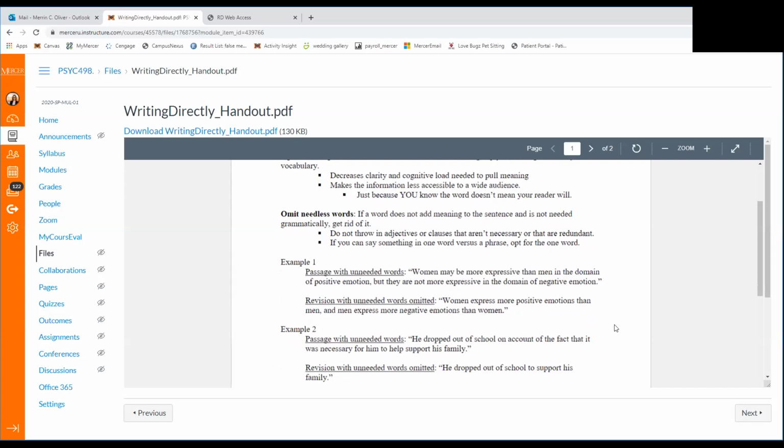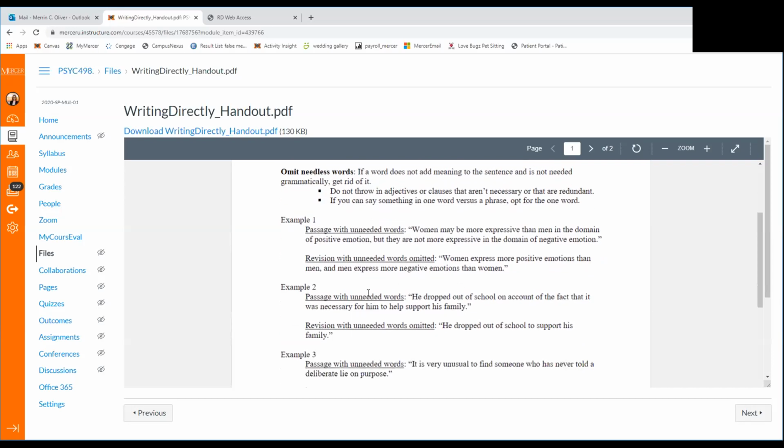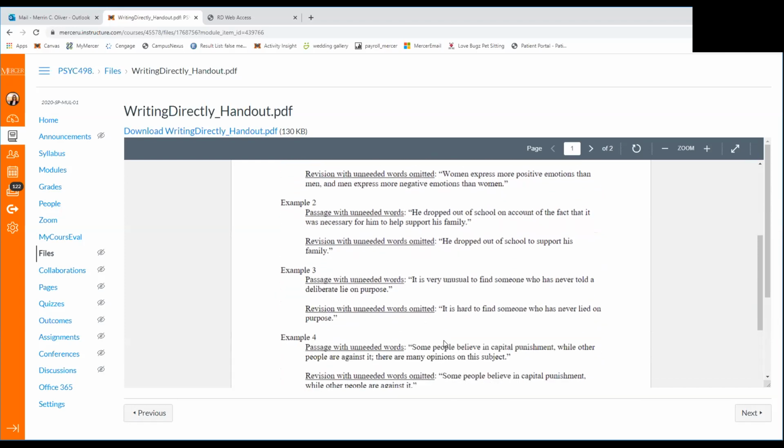So you can read through these examples on your own to see what I'm talking about. So again, it takes someone about half the time to read a short sentence that it does one of these long sentences. And as long as they're getting the same information out of it, there's no need to make the sentence unnecessarily long and waste their time.